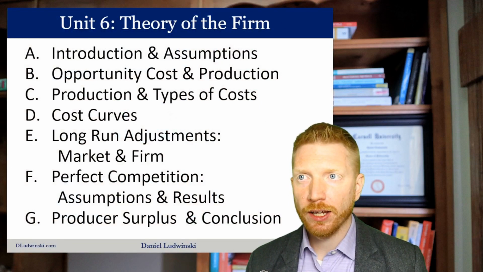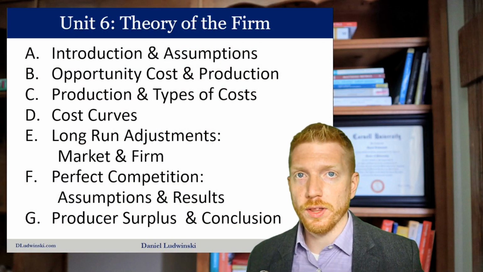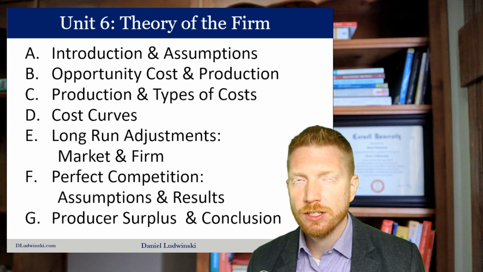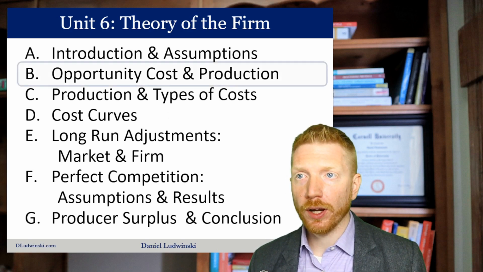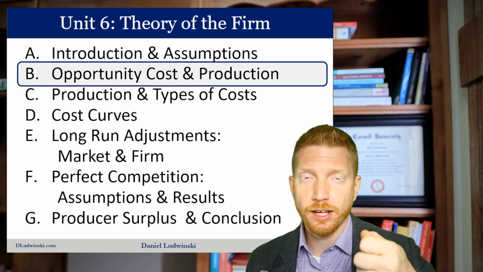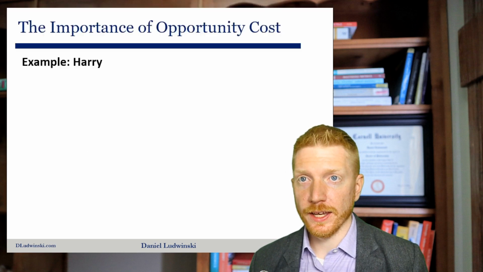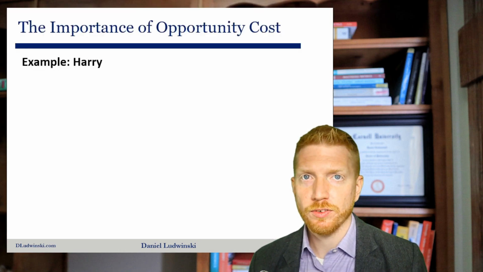So jumping right in here, we just went over the introduction along with a good amount of assumptions and things we're going to think about. What we're going to talk about today is thinking about opportunity cost and production. And mainly what we're going to be looking at the beginning is an example with someone we're going to just name Harry.